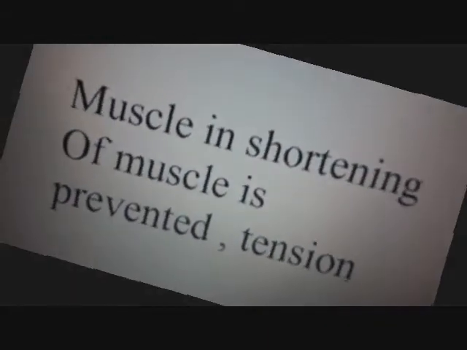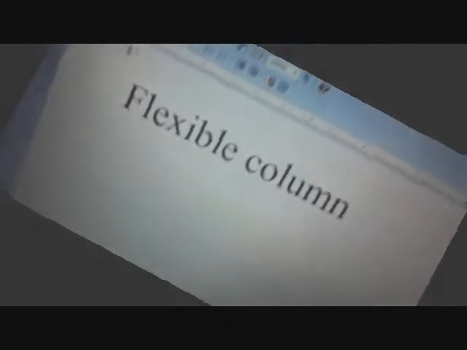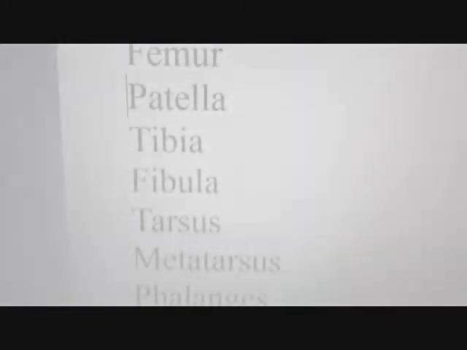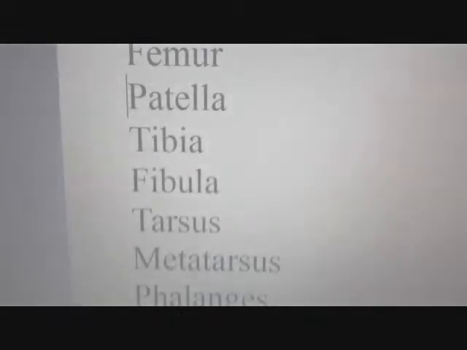Give a description of the vertebral column. The vertebral column is a flexible column formed of a series of bones called vertebrae, which form a strong pillar of support for the cranium and trunk. Name the bones in the lower extremities: pelvic, femur, patella, tibia, fibula, the tarsus, metatarsus, and the phalanges.